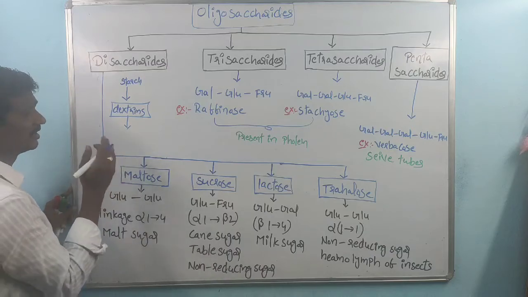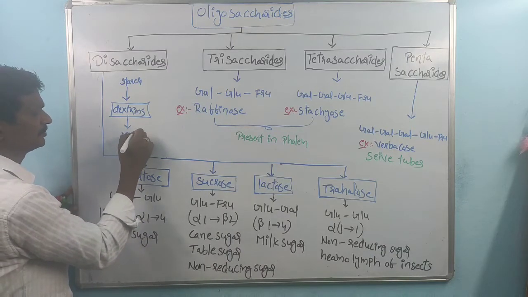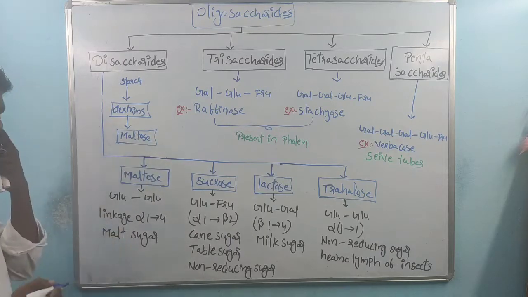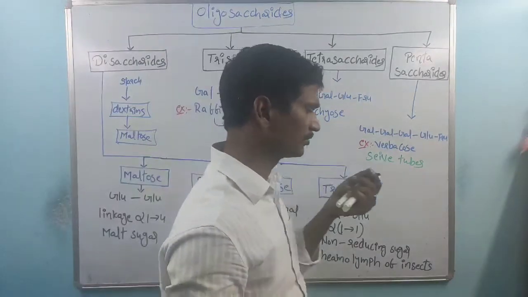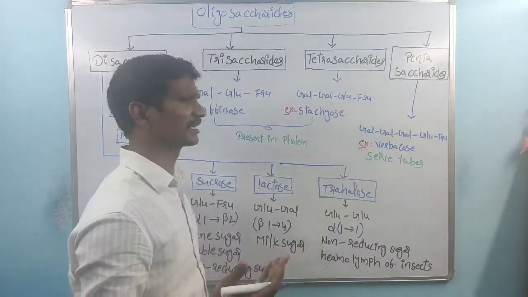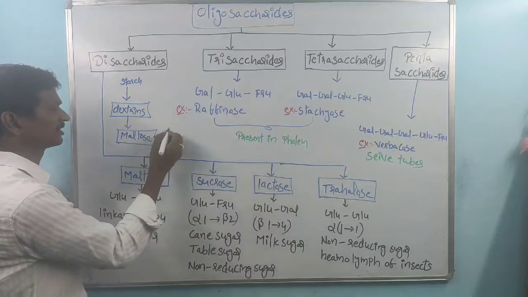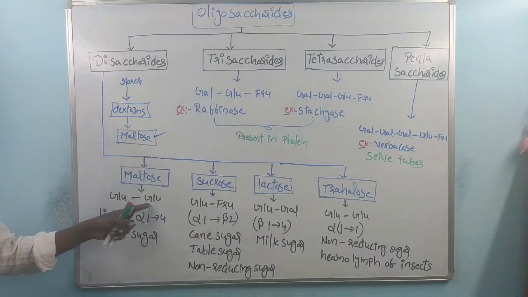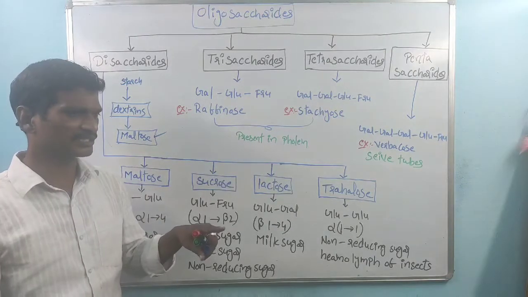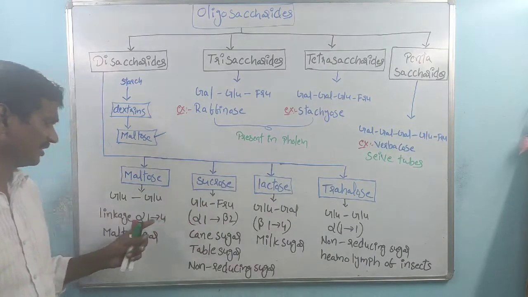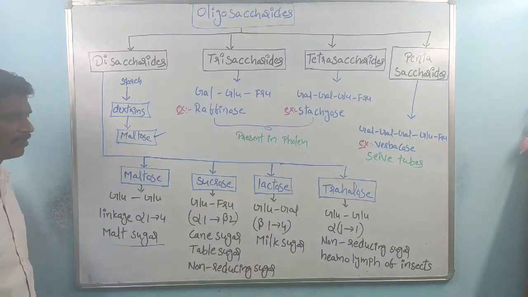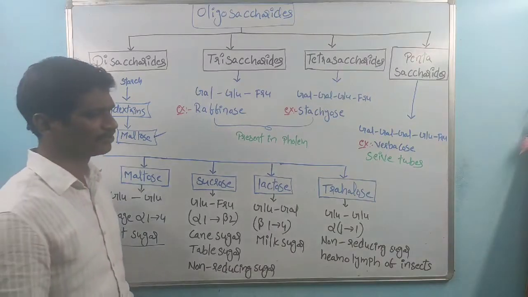and the next one is the disaccharides. The disaccharide units are nothing but maltose. So starch is broken down into dextrin molecules, and again the dextrins are cleaved into monosaccharides and disaccharides. The disaccharide example is maltose, with glucose and glucose. We already discussed the difference between alpha 1,4 linkage and beta 1,4 linkage. Here an alpha 1,4 linkage is present. This one is also called malt sugar.